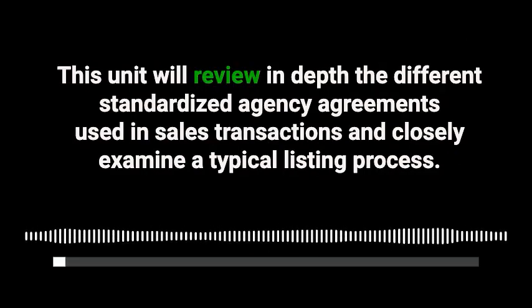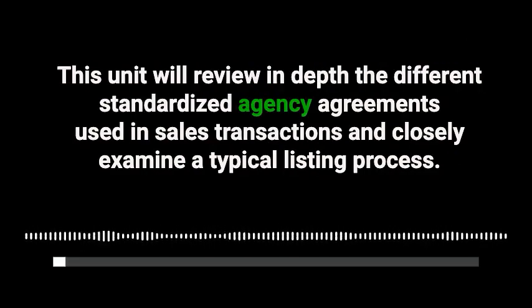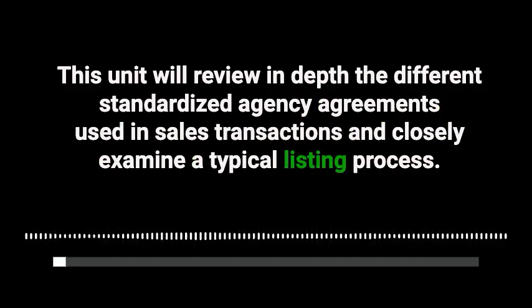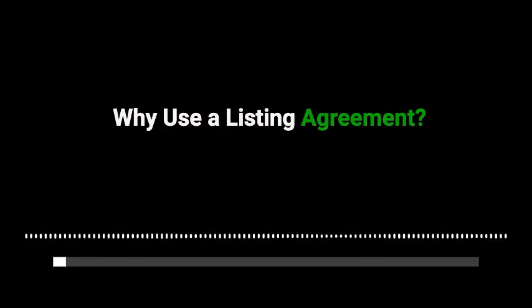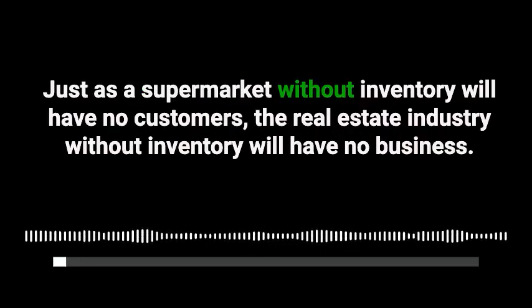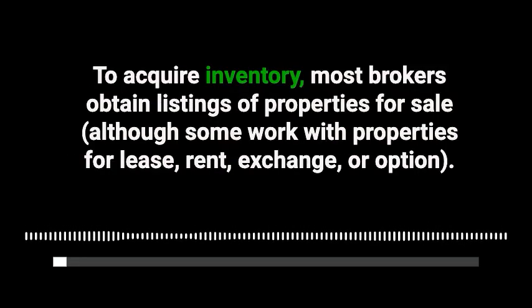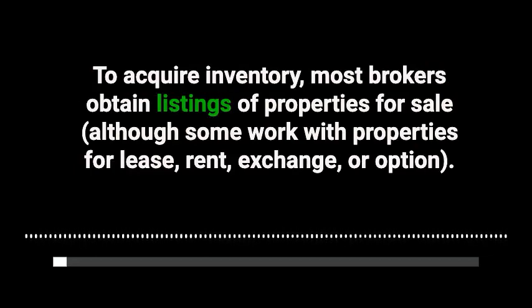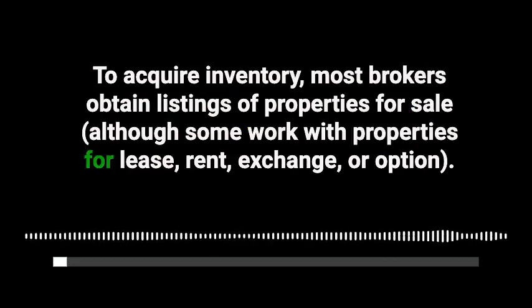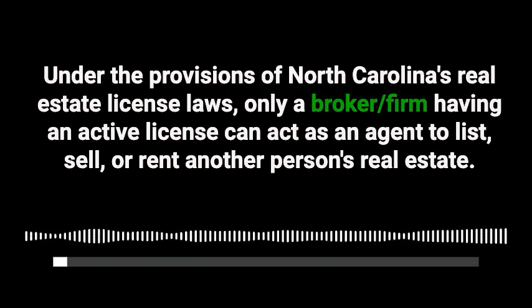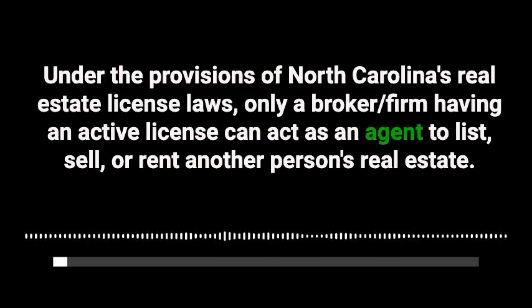This unit will review in depth the different standardized agency agreements used in sales transactions and closely examine a typical listing process. Why use a listing agreement? Just as a supermarket without inventory will have no customers, the real estate industry without inventory will have no business. To acquire inventory, most brokers obtain listings of properties for sale. Under the provisions of North Carolina's real estate license laws, only a broker firm having an active license can act as an agent to list, sell, or rent another person's real estate.